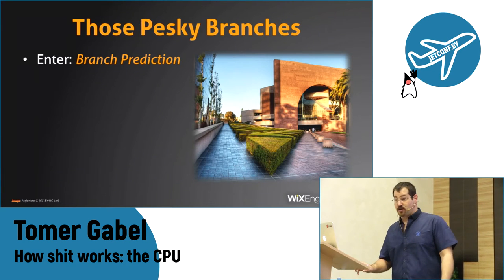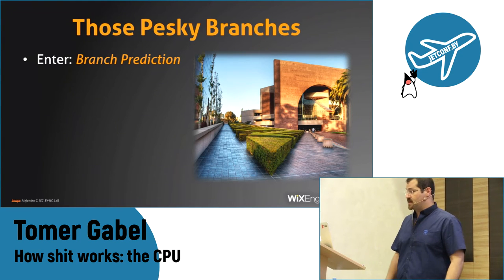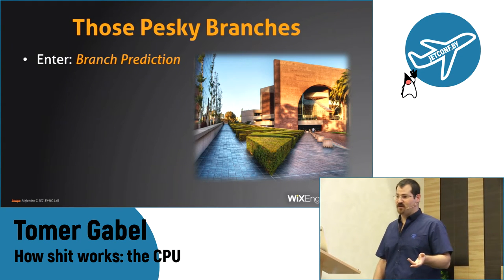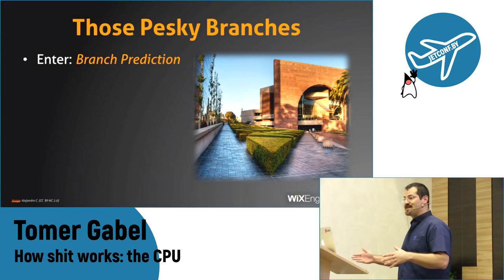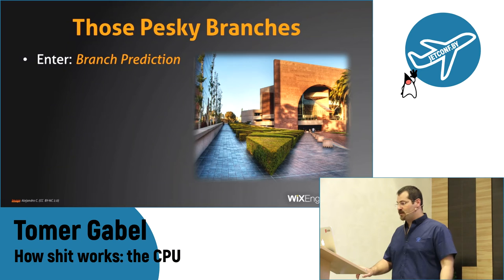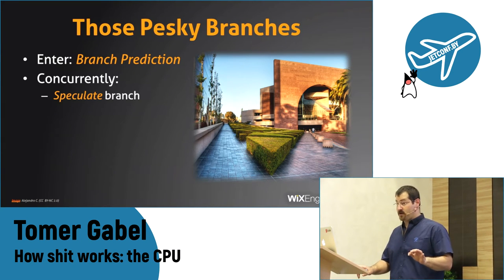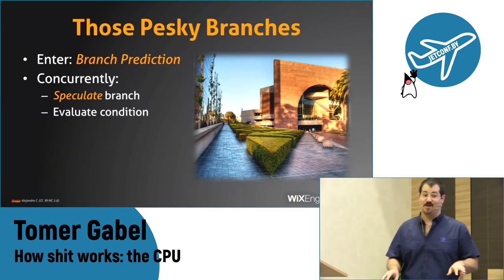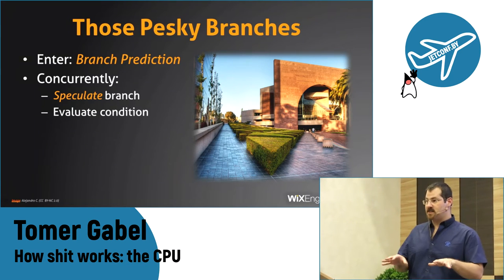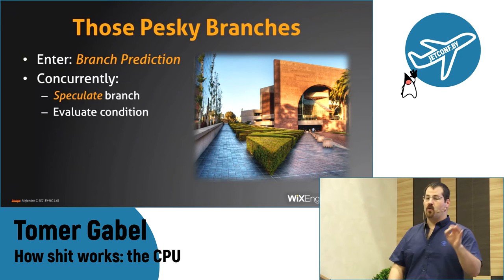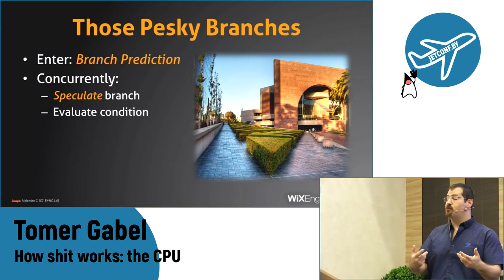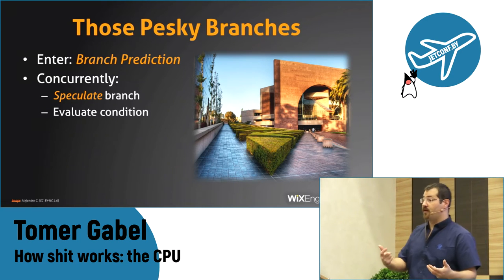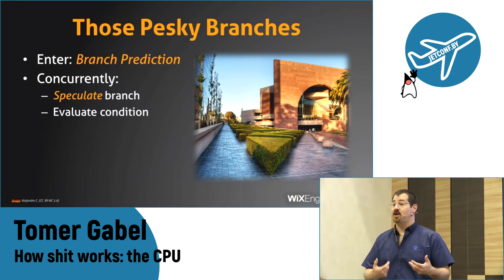This is called branch prediction. And branch prediction is, in CPU terms, relatively new. It's been around for about 25 years, and it's gotten a hell of a lot smarter over the last 10 years. But what fundamentally branch prediction means is that the CPU will concurrently, once again, there is this concurrency thing, right? The CPU will, at the same time, speculate which side of the branch is going to be the relevant one, but it will also evaluate the result of the condition so that it can make sure.